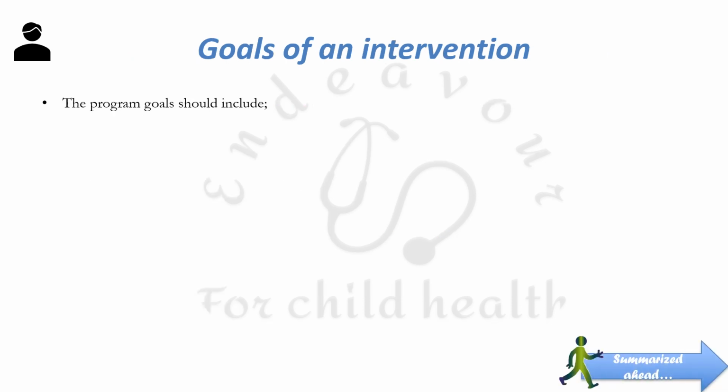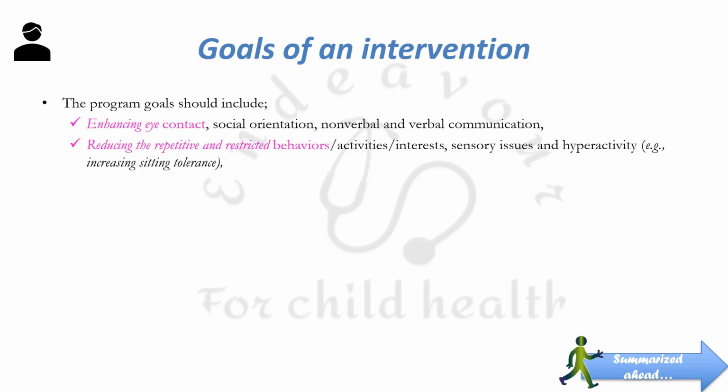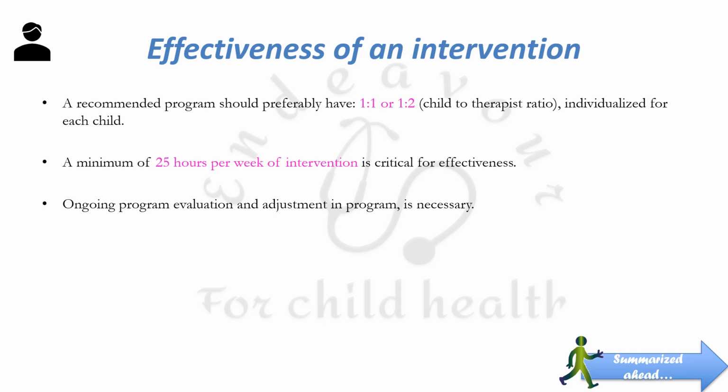So, the goals of any intervention model are to enhance eye contact, social orientation, and non-verbal as well as verbal communication, that is reciprocation, reduce repetitive restrictive behaviors, improve joint attention, and improve social, motor, and behavioral capabilities. A recommended intervention program should preferably have a 1:1 or 1:2 child to therapist ratio, individualized for each child. A minimum of 25 hours per week of intervention is critical for the program to be effective, and the program should be evaluated while it is ongoing, and adjustments should be made as and when required.